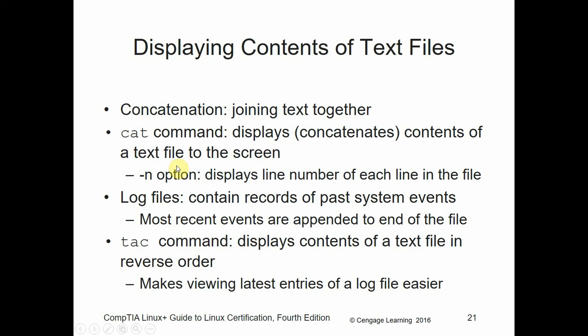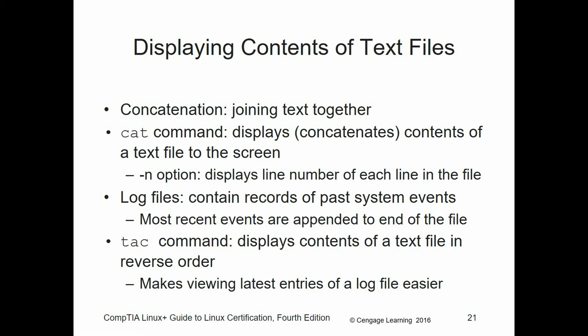The cat command displays the content of a text file to the screen. The -n option displays the line number of each line in the file. Log files contain a record of past system events. Most recent events are appended to the end of the file. The tac command displays the content of a text file in reversed order, just like cat. Here we have tac, which is in reverse order, which helps with the log file.